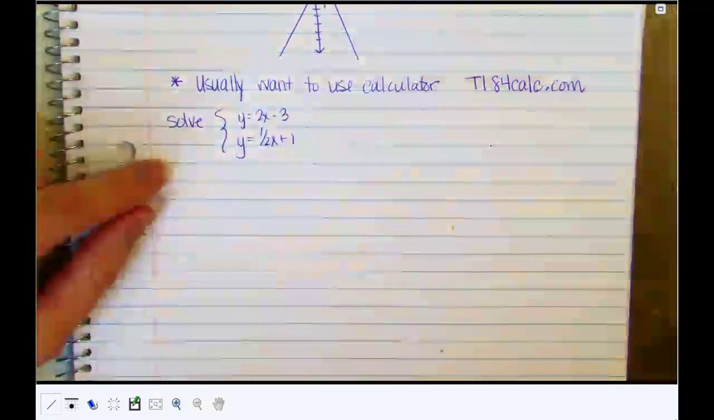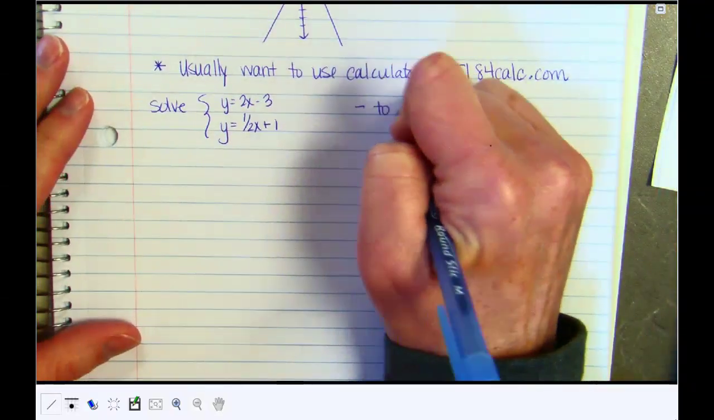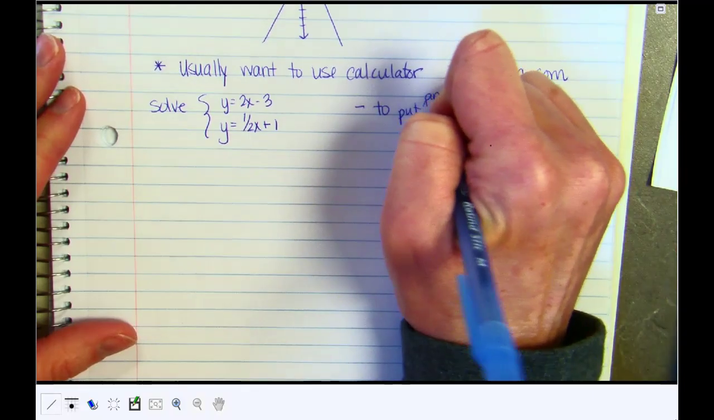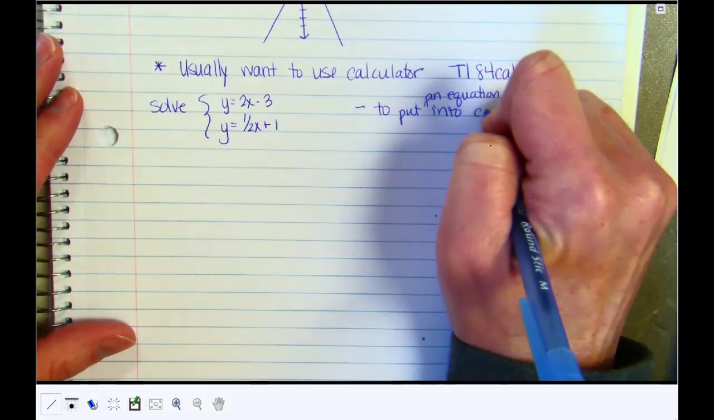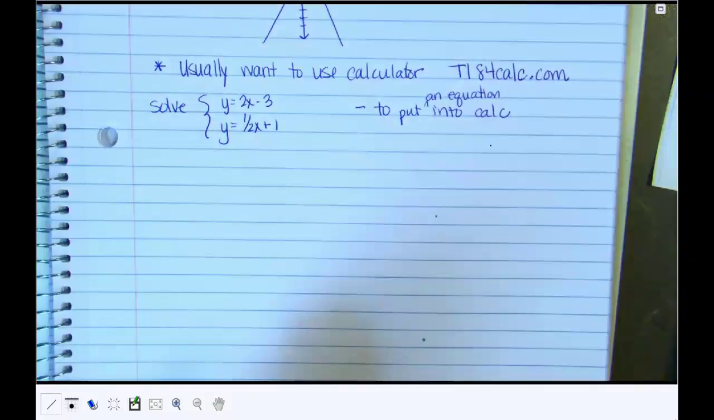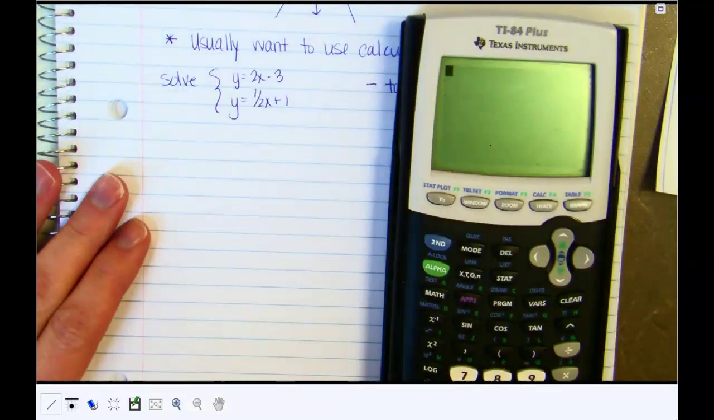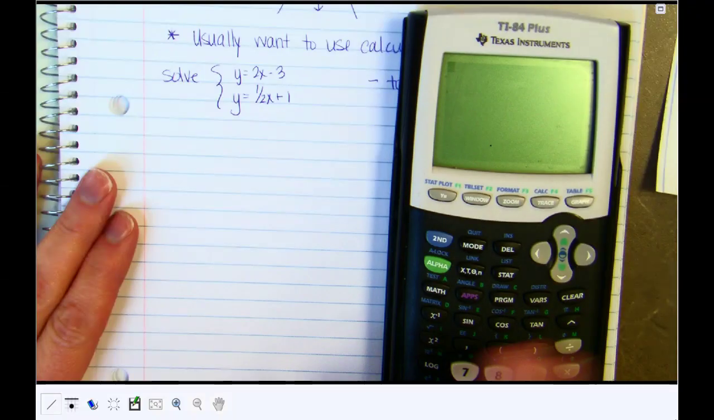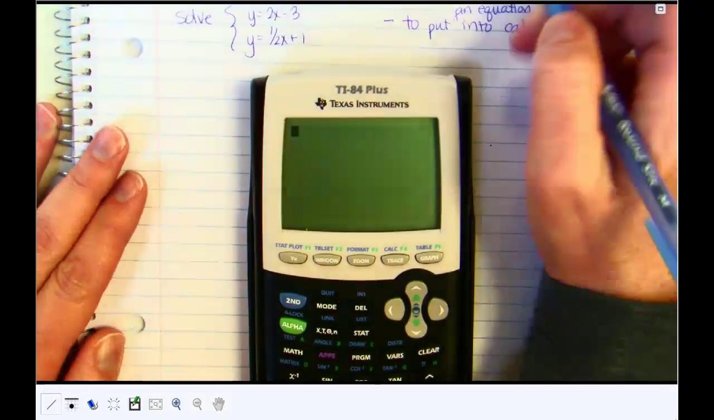So write that down. I'm going to tell you how your calculator does this. Okay, so to put an equation into your calculator, you go to y equals, which is your very top left button.